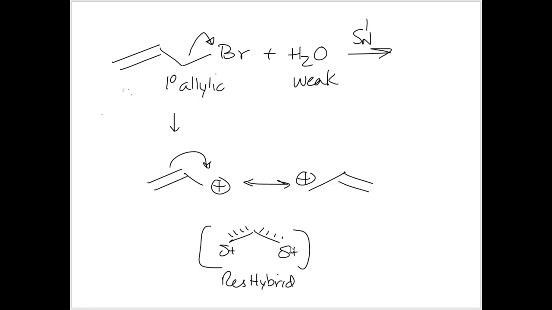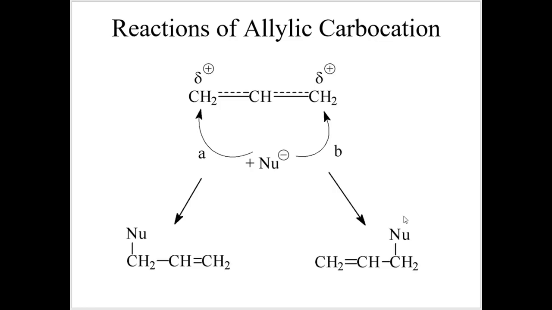And the question is, how do we write the second part of this mechanism? And there's a couple ways that we can do that. First, remember, the resonance hybrid is the true structure of that carbocation intermediate. And so if we really wanted to draw the true mechanism, we would have our nucleophile, in this case our Br minus, add to the carbon on the right, and add to the carbon on the left so that we would get these two products.